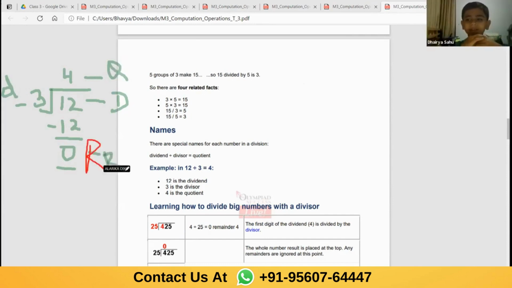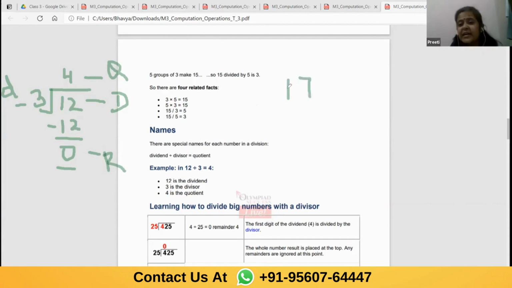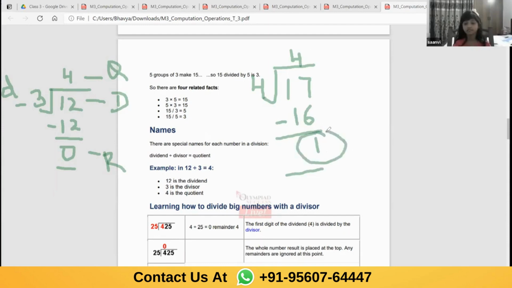Ma'am, a remainder is something that is remaining which cannot be divided. Yes. Suppose I have to divide 17 by 4, I might not be able to divide it completely. Why? Because 4 fours are 16. So I can make 4 equal parts of 4, but then 1 is left out. So this is my remainder.